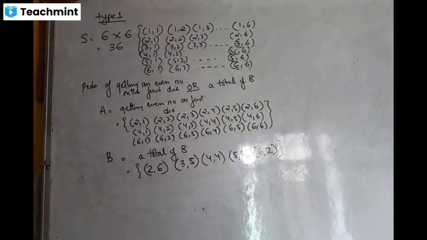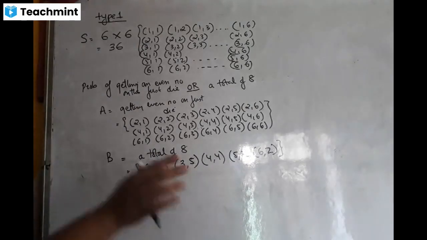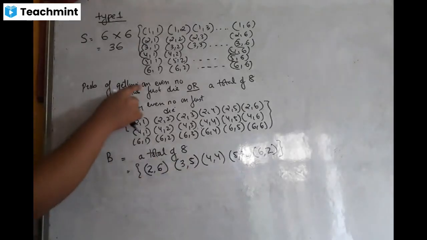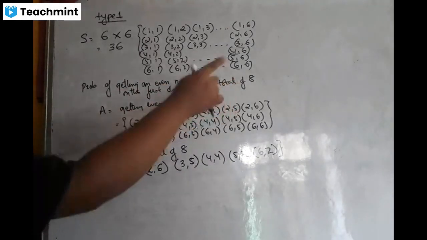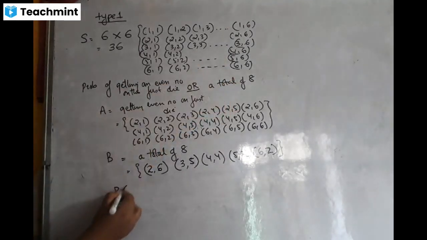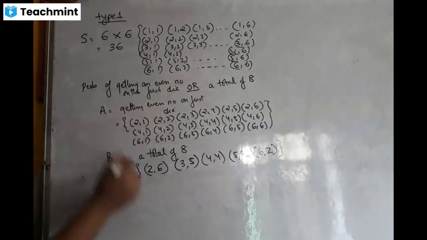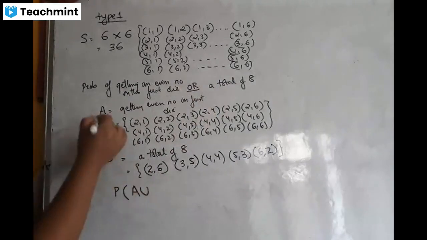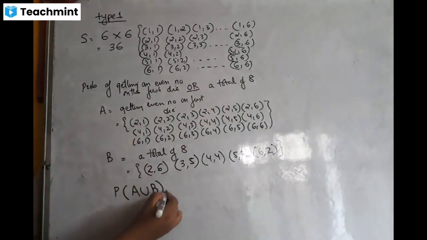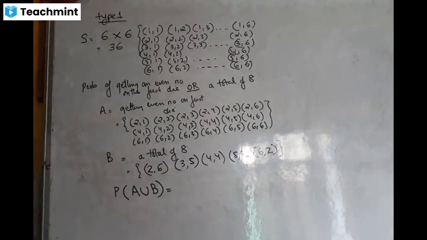So you got A, you got B. Now, what am I supposed to find? Everyone, I have to find the probability of getting an even number, that is A, or a total of 8. That means I have to find the probability of getting an even number, A, or, meaning union, B. So I have to find the probability of A union B.